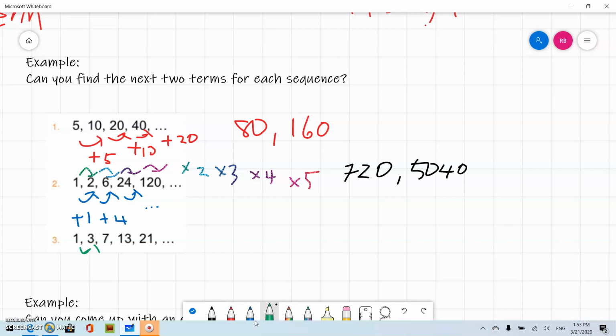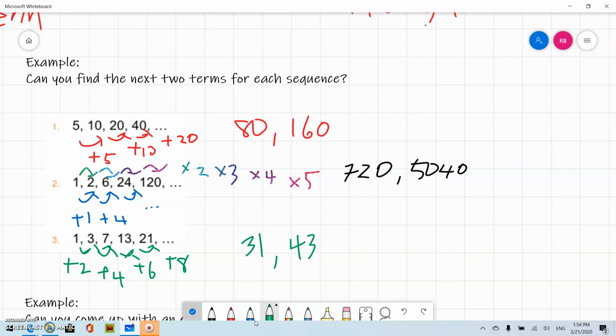Last one. This one is added by 2, and then 4, and then 6, and then 8. So it looks like there is a pattern that you just add 2 more. So basically you're adding even numbers. So I'm going to add 10, and I'm going to add 12 to find the next 2 terms.